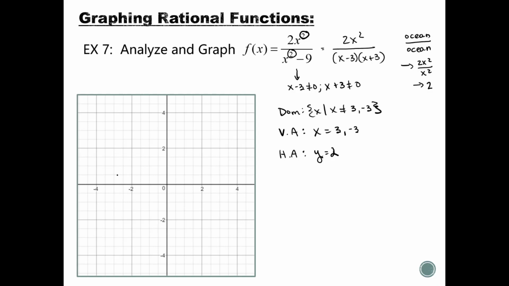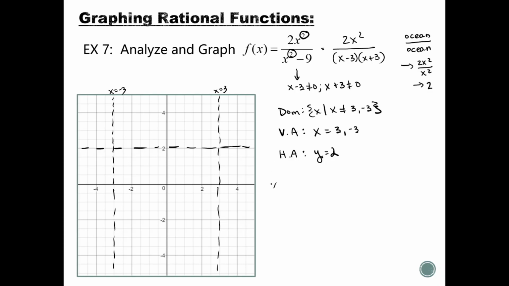Okay, so let's plot that. So here's -3, and +3, and my horizontal asymptote. Okay, so I got that part. Now let's find our intercepts. Because it doesn't reduce, we have no holes. We'll talk about the holes in a minute.